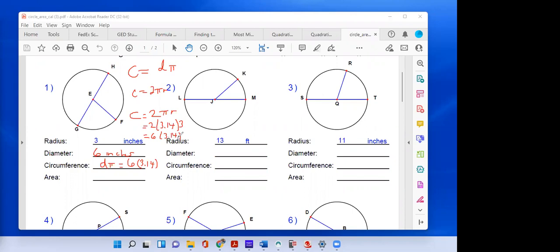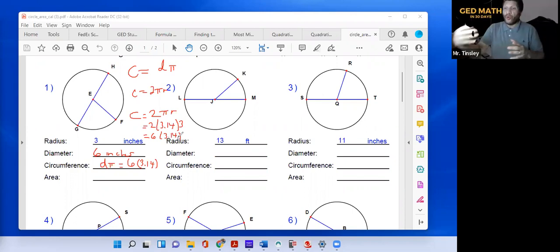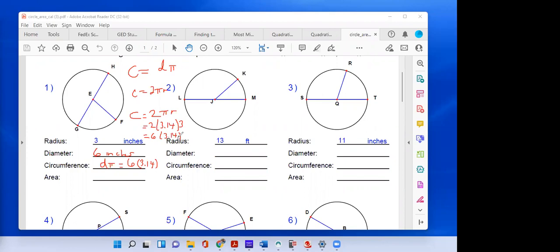Write that down. So for example, if they give you the radius on the practice test or on the real test, then you're going to use the second formula. If they give you the diameter, you use the first formula.